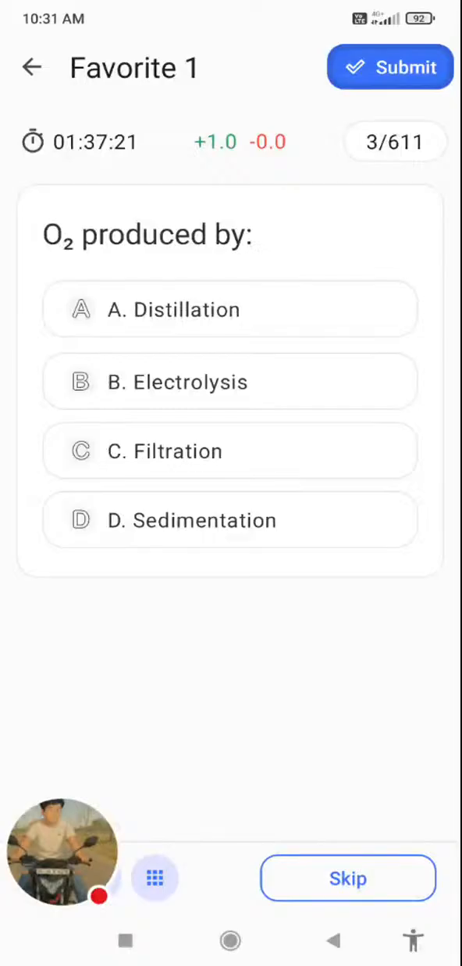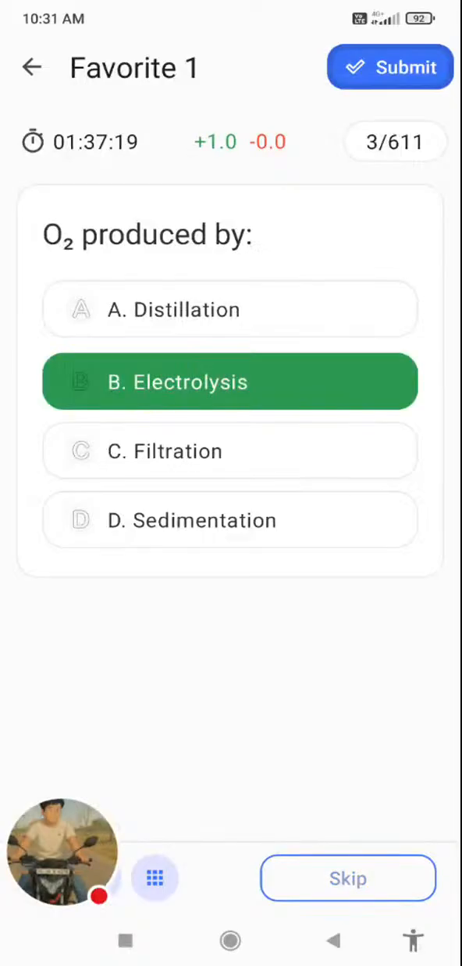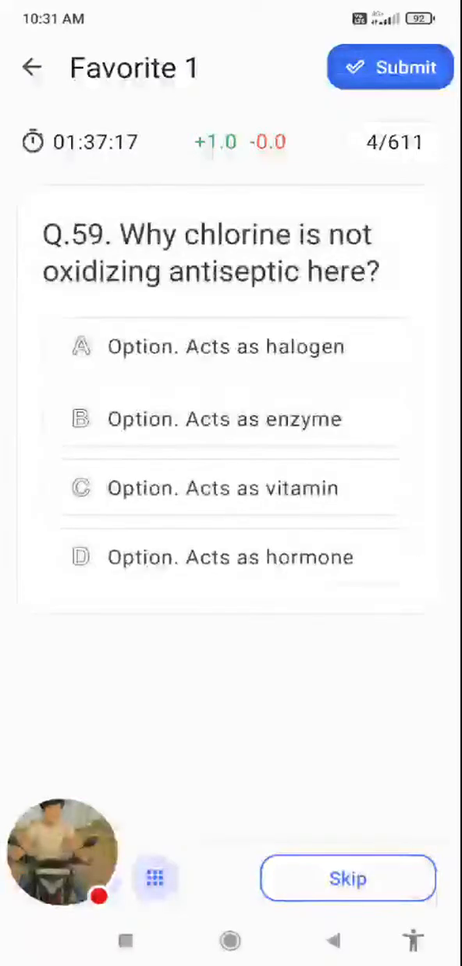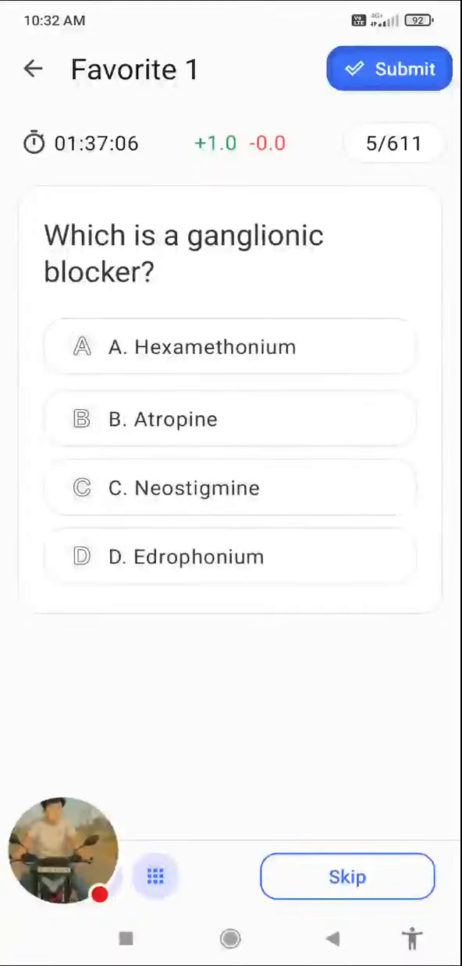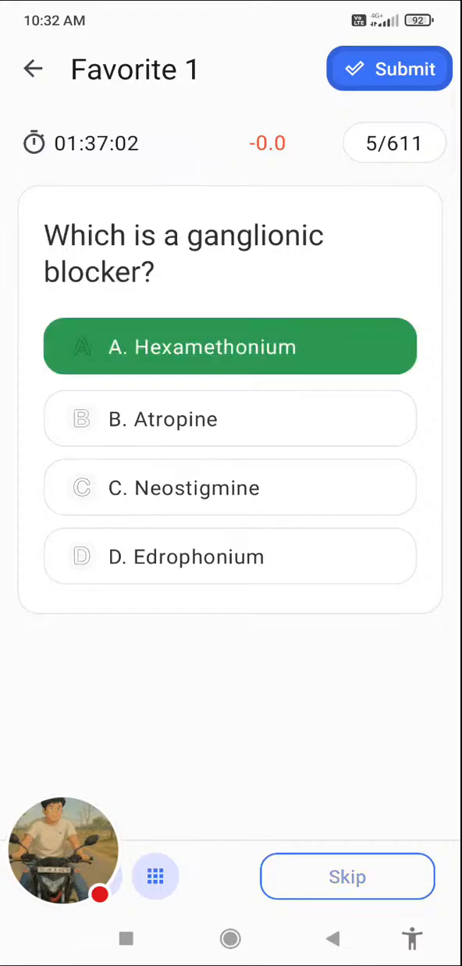O2 produced by electrolysis. Why is chlorine not oxidizing? Antiseptic here, act on halogen. Which is a ganglionic blocker? Hexamethonium.